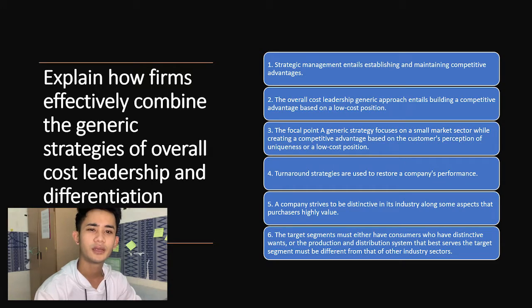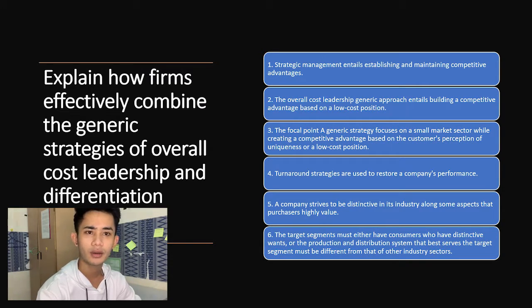These competitive advantages must be established and sustained in order to defeat the five competing forces. The overall cost leadership generic approach entails building a competitive advantage based on a low cost position while appealing to a broad market within the industry.